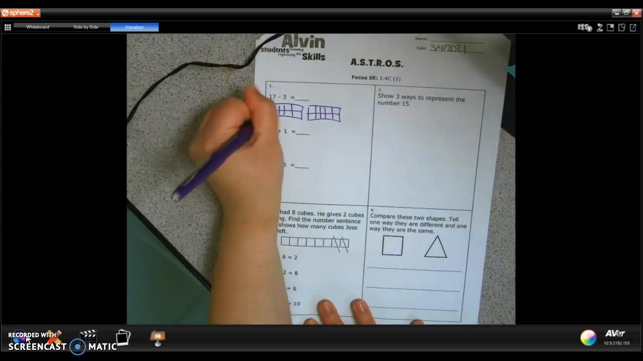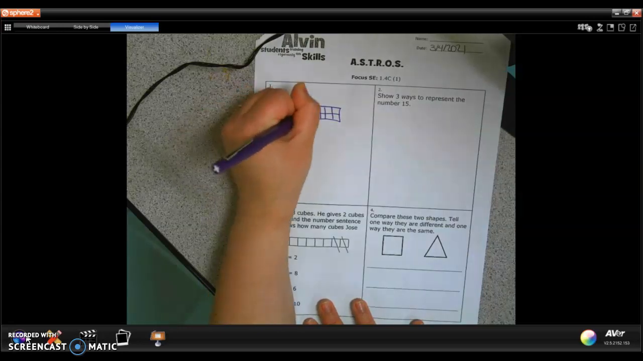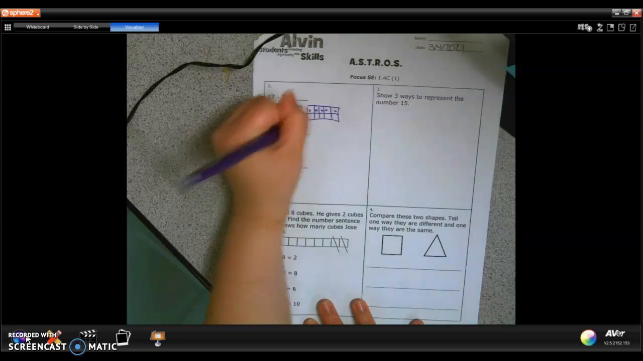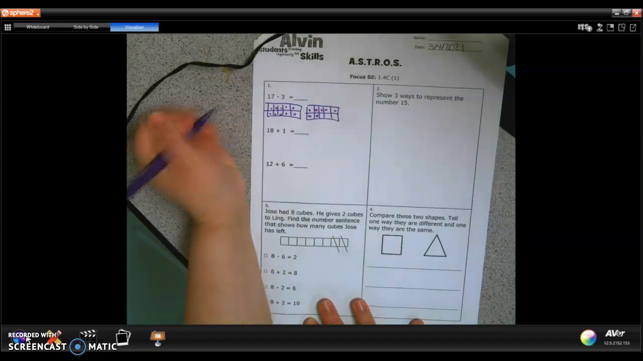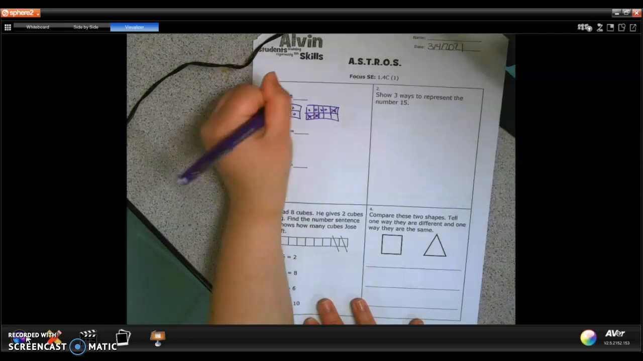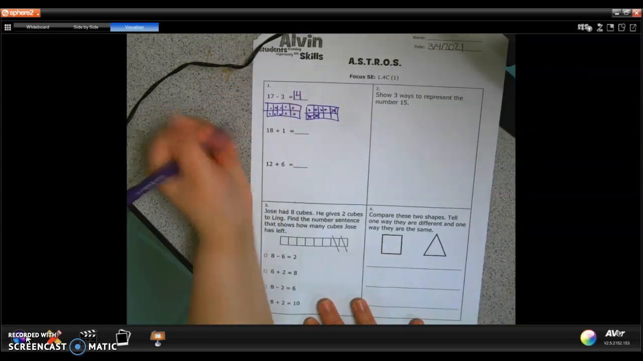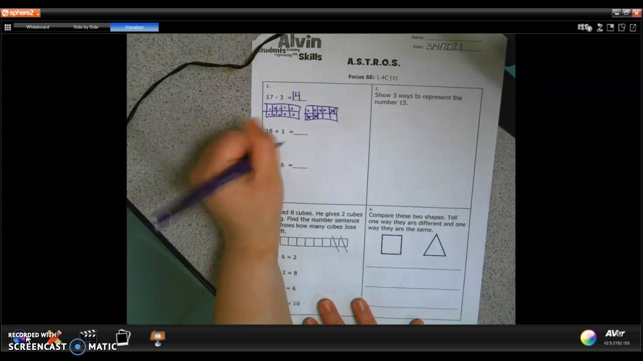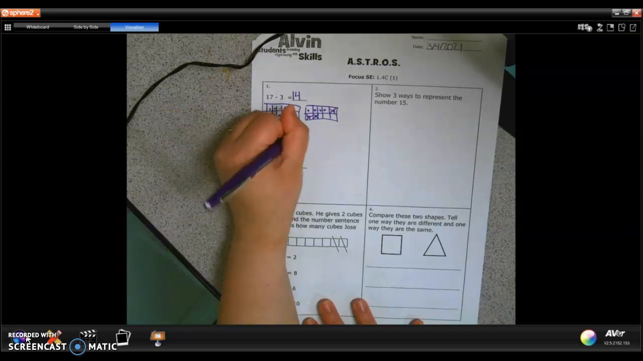So I know I have 17, which is 10, and 5, which is 15, and 2 more, which is 17. And I'm going to take away 3. 1, 2, 3. So that means I have 10 and 4, which is 14. For this one, I have 18. I'm going to count on and get to 1 more, which is 19.